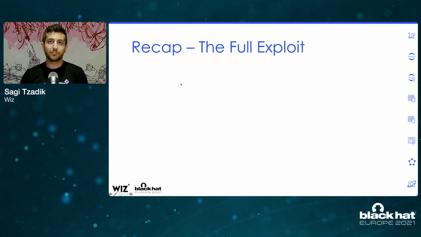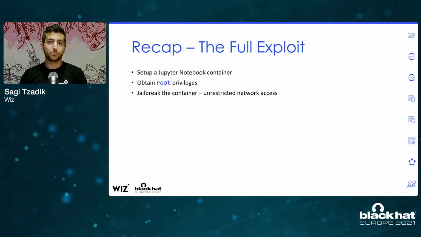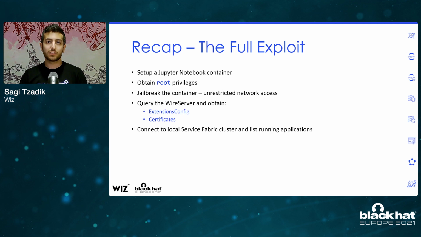So let's quickly recap everything that happens behind the scenes in this video. First, we set up a Jupyter Notebook container for our Cosmos DB account. Then we obtain root privileges inside the notebook container and jailbreak it to be able to access network resources. Then we query the WireServer for certificates and extract the cluster manifest from the extension config. Then we use the certificates from the WireServer to connect to our local Service Fabric cluster and dump the encrypted credentials of all Cosmos DB accounts in that cluster. Finally, we decrypt the secrets using another certificate we obtained from the WireServer, the Fabric Secret Certificate.